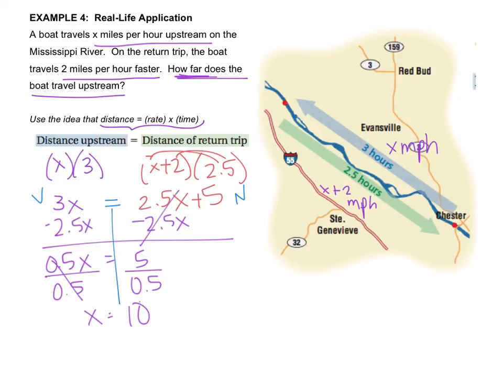All right, so you get x equals 10, but hopefully you didn't fall into the trick of circling that as your correct answer, because again, it says how far does the boat travel upstream? So now my upstream information is over here. The distance upstream is 3 times, well, now I know x, which is 10, so that's going to be 30 miles.